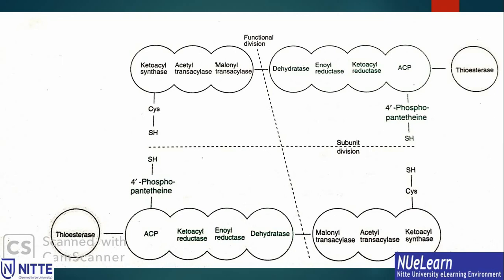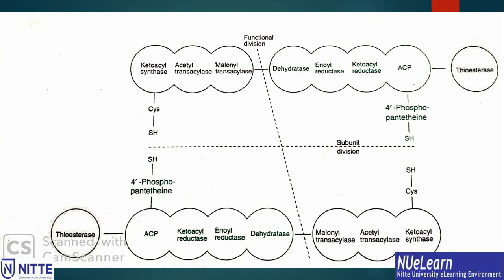The two subunits lie in anti-parallel orientation. That means you can see in the first monomeric unit the 7 enzymes, and the second monomeric unit at the end of the slide is also possessing 7 enzymes. In the first monomeric unit, ketoacyl synthase is the first enzyme. In the next monomeric unit, ketoacyl synthase is the last enzyme. In the same way, in the first monomeric unit, thioesterase is the last enzyme, and in the next monomeric unit, thioesterase is the first enzyme. That means they lie in anti-parallel orientation.